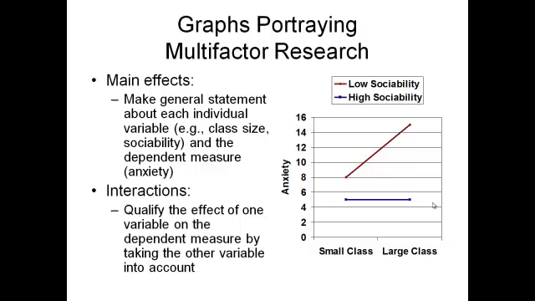And that's what you need to know. You need to qualify the effect of one variable on the dependent variable. You've got to take the other variable into account. If you only looked at high sociability students, you would conclude that class size has no relationship with anxiety. But if you separate it out, the high sociable and the low sociable, you'll see that significant interaction.